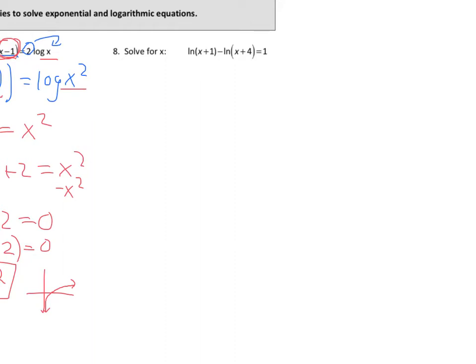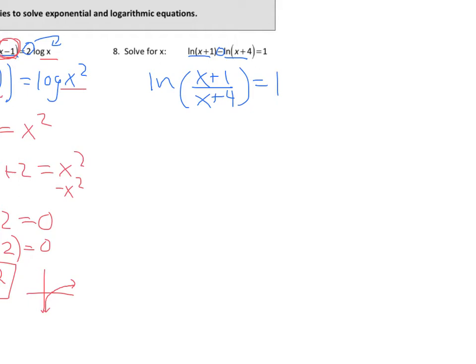In this next example, we are going to combine the two logs into a single expression first. So using my quotient rule, since we have subtraction, we're going to divide the insides of the logs. So to smush it into one log, I do natural log of (x plus 1) divided by (x plus 4) equals 1.